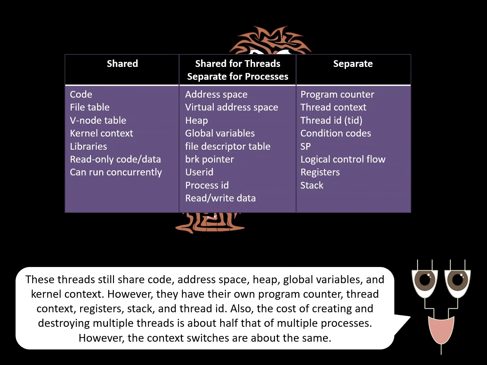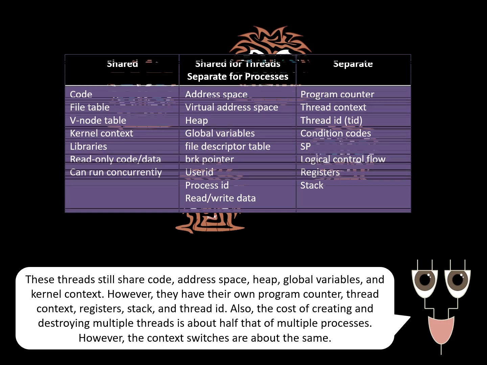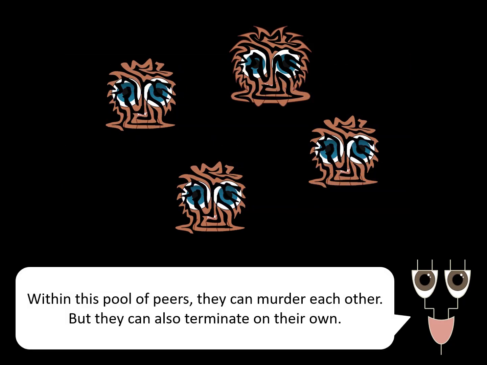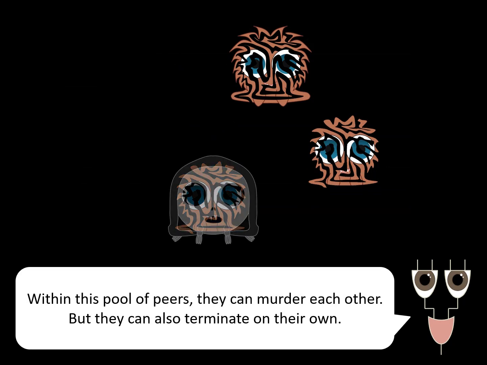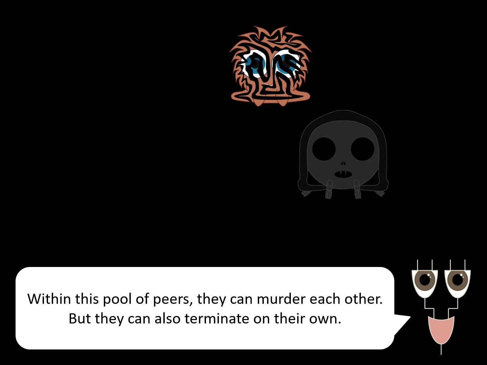However, they have their own program counter, thread context, registers, stack, and thread ID. Also, the cost of creating and destroying multiple threads is about half that of multiple processes. However, the context switches are about the same. Within this pool of peers, they can murder each other, but they can also terminate on their own.